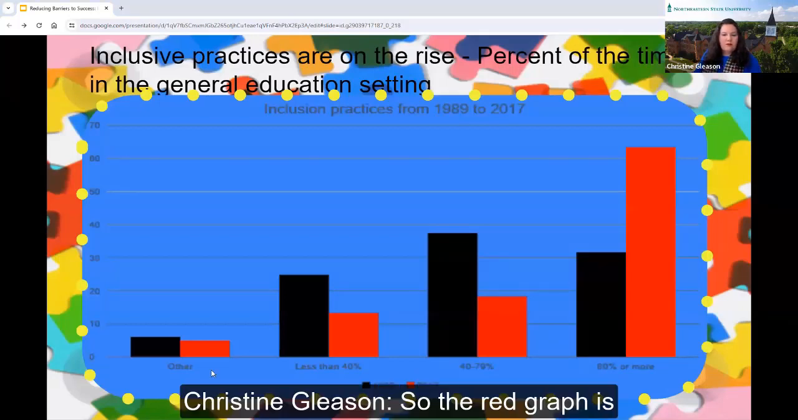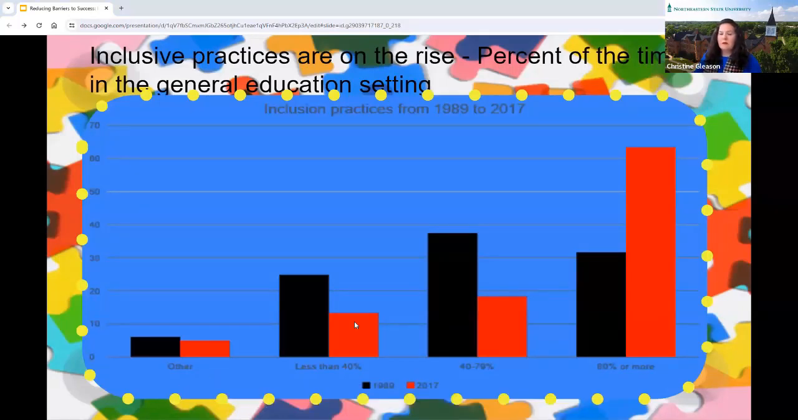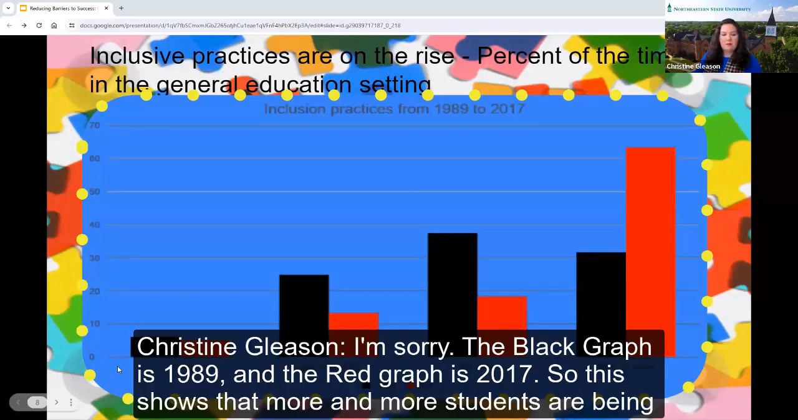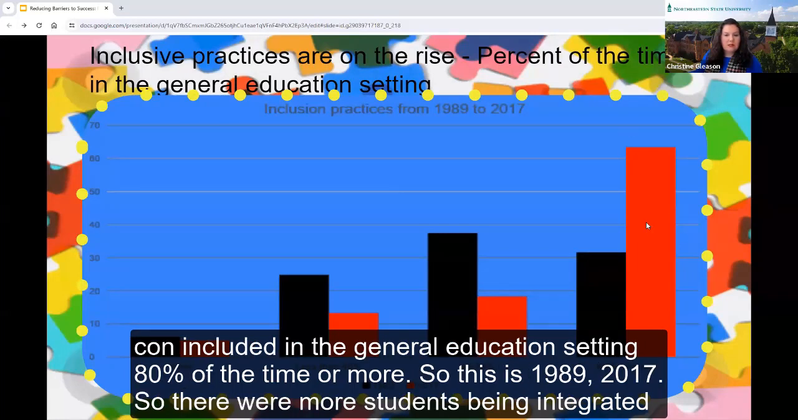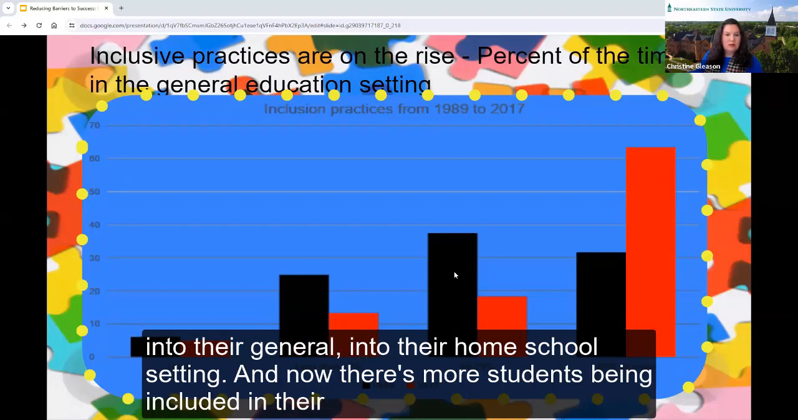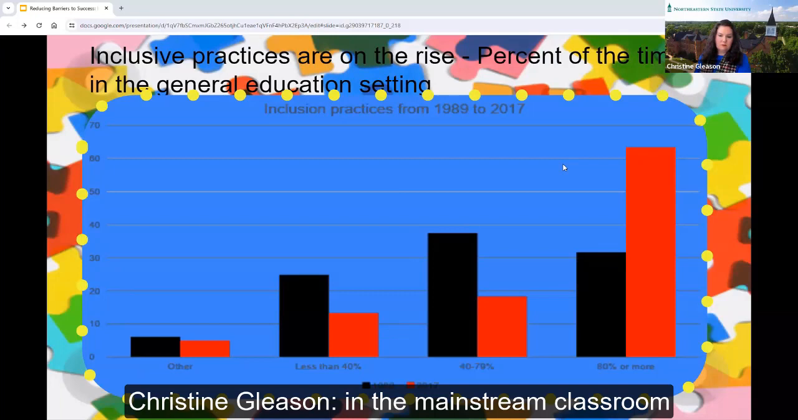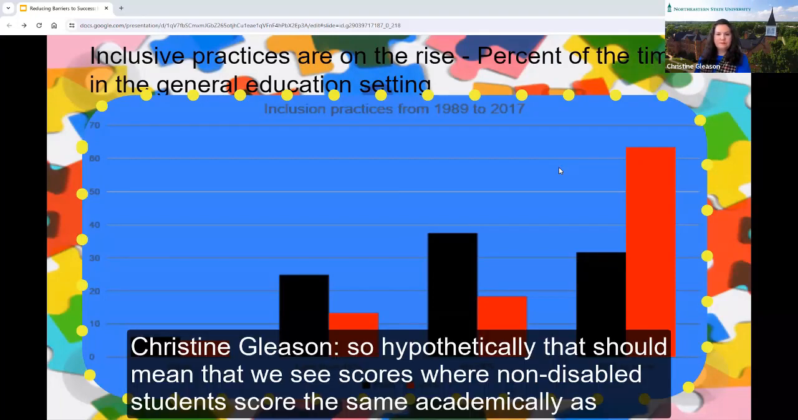So the black graph is 1989 and the red graph is 2017. So this shows that more and more students are being included in the general education setting 80% of the time or more. So this is 1989, 2017. There were more students being integrated into their homeschool setting, and now there's more students being included in the mainstream classroom.